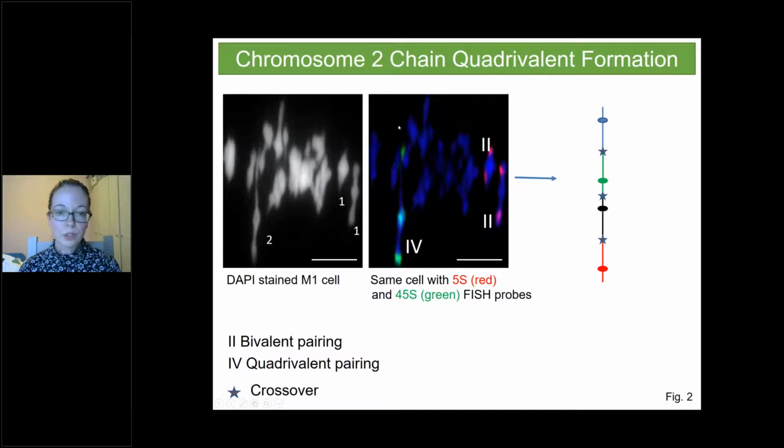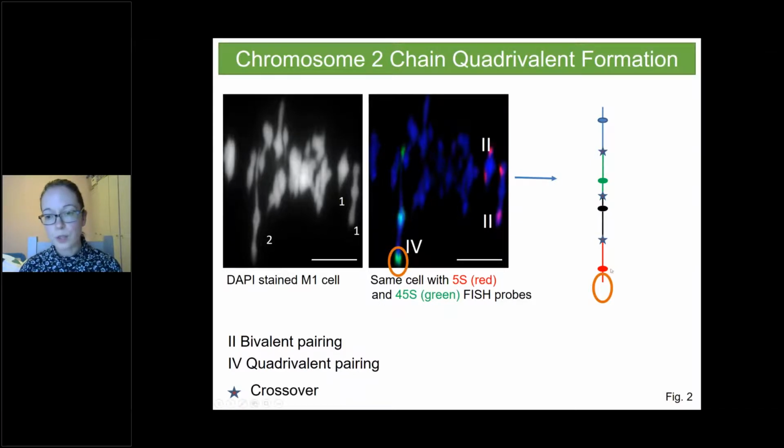So we're looking at the chromosome with the green probes here, and this on the right is what we think is going on. So we've got 3 crossovers shown by the stars holding together the 4 homologs in a chain. And why we think that is because, just to correspond the FISH image with what I'm drawing out here, remember that the green FISH signal is on the short arm of this chromosome 2.